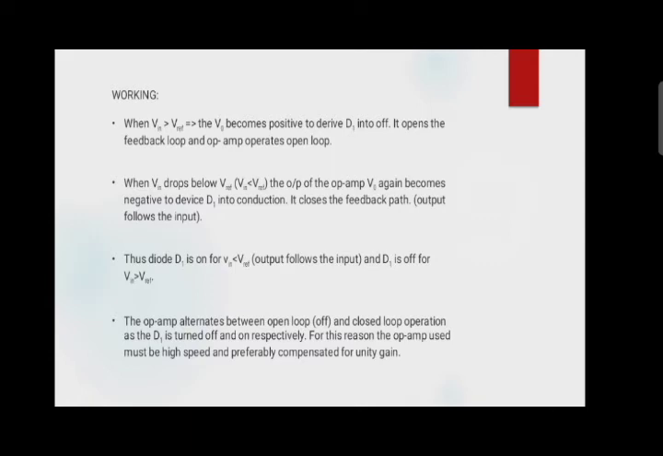Whenever our input is less than the V reference, the output of the op-amp will be negative V saturation. Therefore, the diode D1 starts conducting. It closes the feedback path. Therefore, the output follows the input. Overall, the diode D1 is on when the input is less than V reference, and the overall output follows the input. And the diode D1 is off whenever our input is greater than the V reference. For that, the overall output will be the reference voltage.